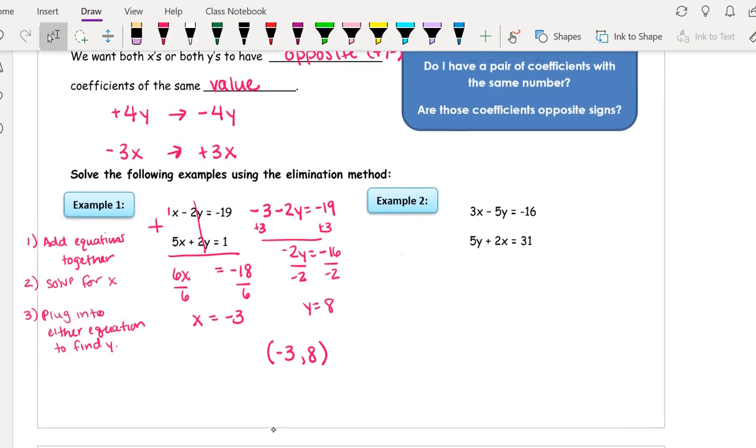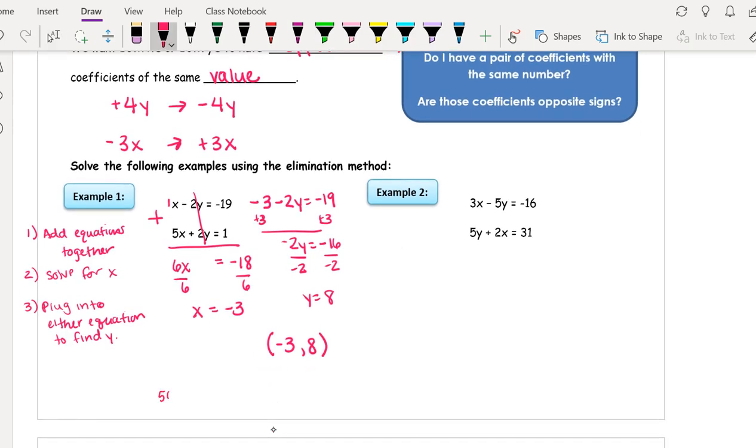Go ahead and do a check step on the last one just to make sure. So 5 times negative 3 plus 2 times 8 is equal to 1. That's negative 15 plus 16 is 1. Check. Okay, so this is your solution.